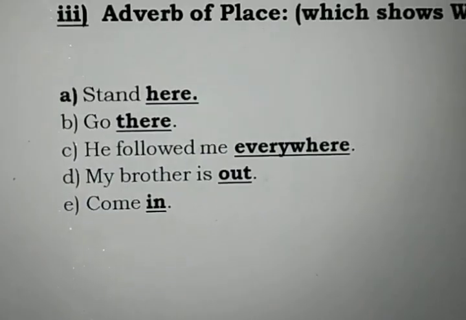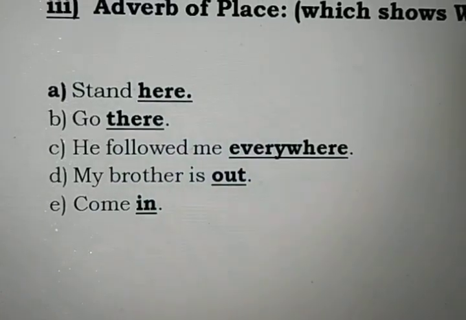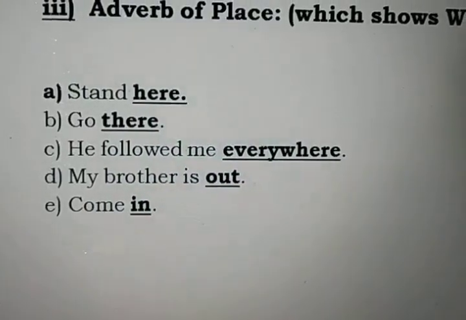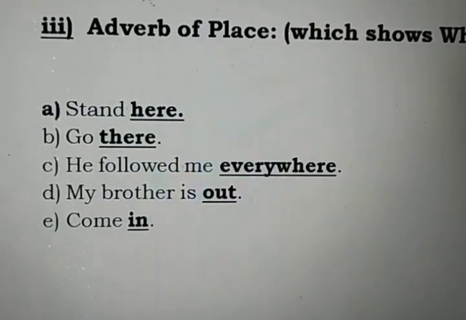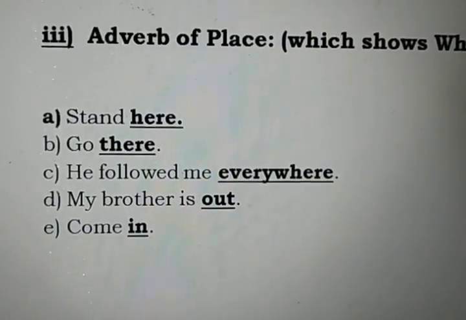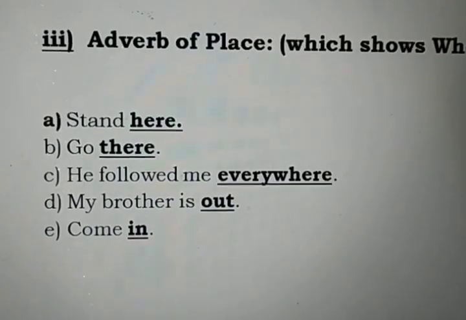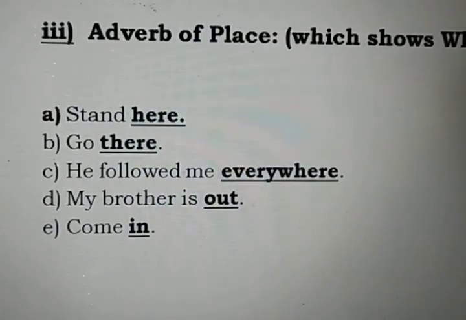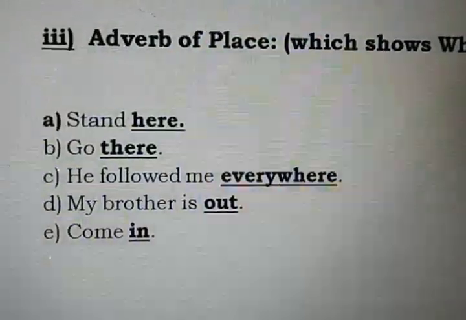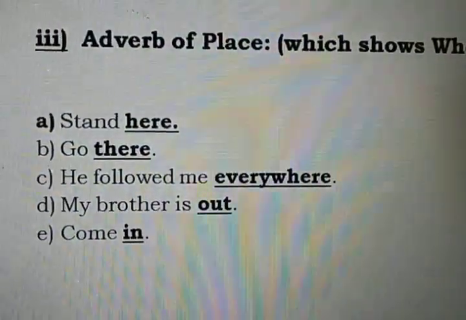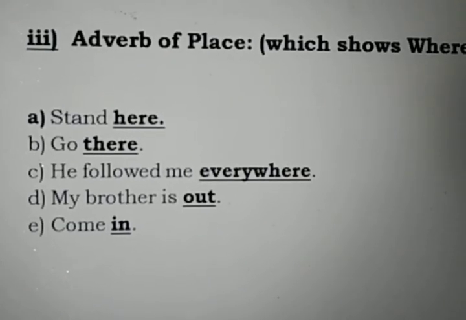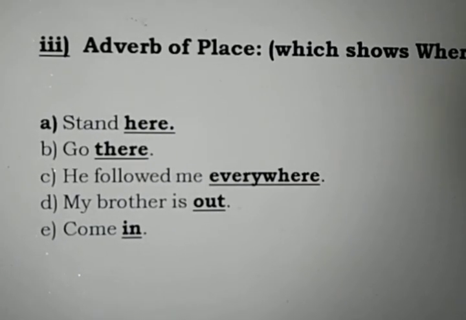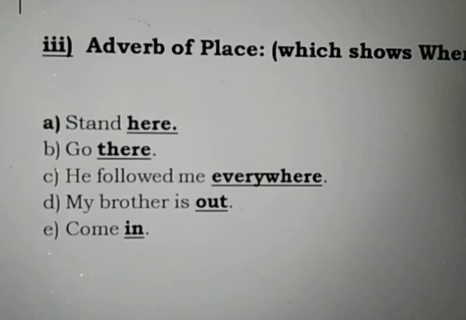So look at all the underlined words: here, there, everywhere, out, and in. It may be within also. These are all adverbs of place, and this tells where to stand, here, where to go, there, where he followed, everywhere, where is my brother, brother is out, and come in and come out, like this. So these are the adverbs of place which tell you where the action is done, the place.